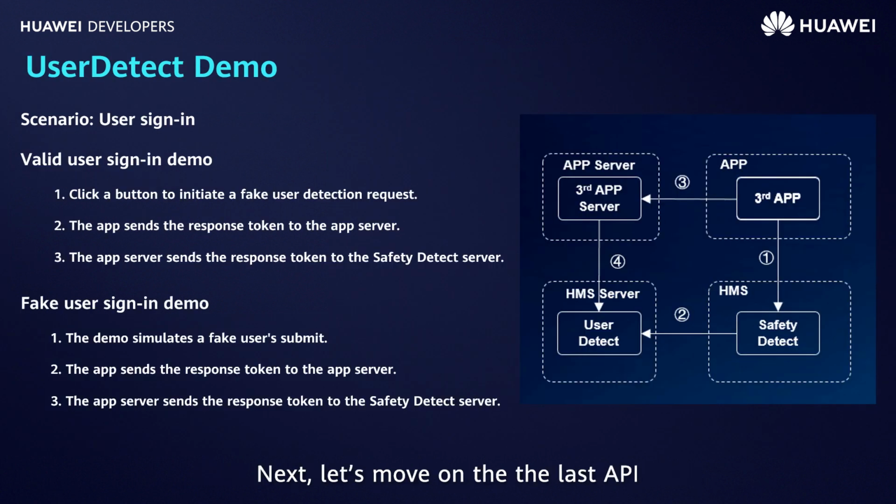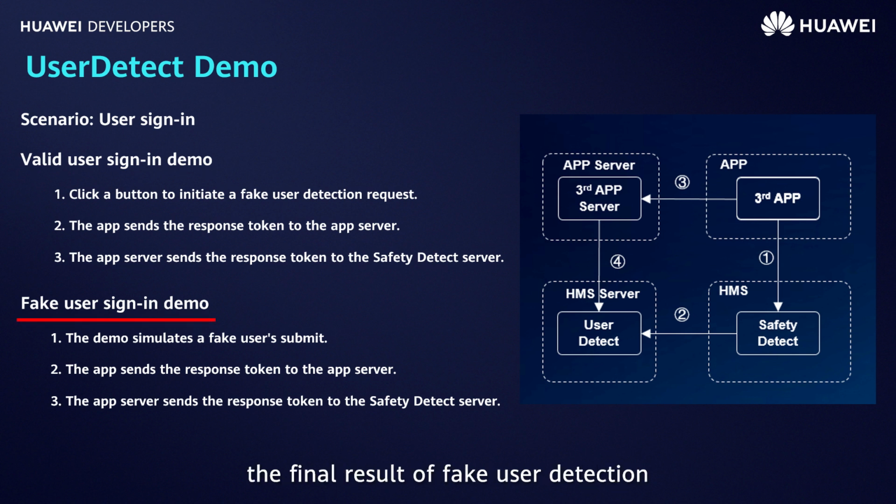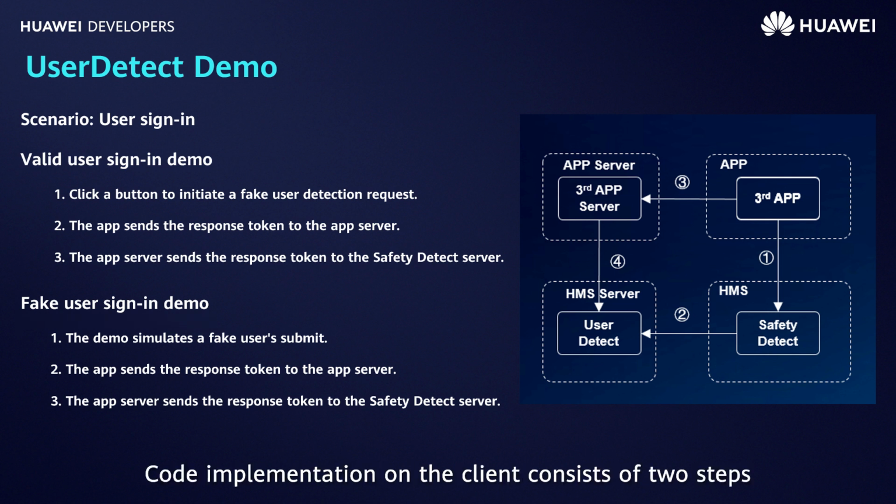Next, let's move on to the last API, the UserDetect API. The code also consists of 2 parts. One is that the client calls the API and displays the obtained result. The other is that the server displays the final result of the fake user detection. Code implementation on the client consists of 2 steps. The first step is to initiate the fake user check request.